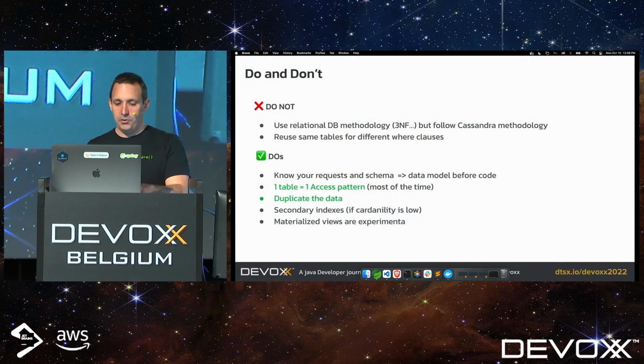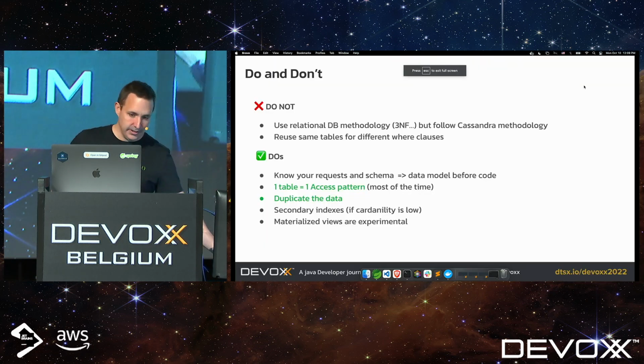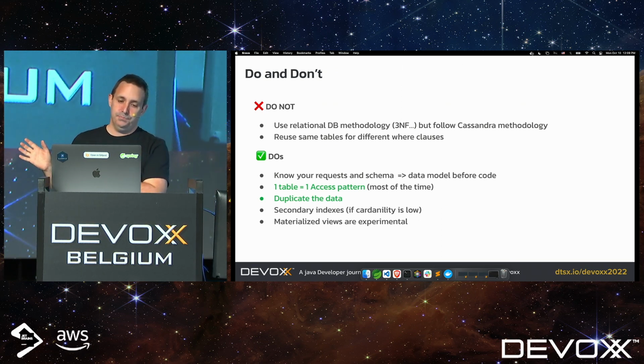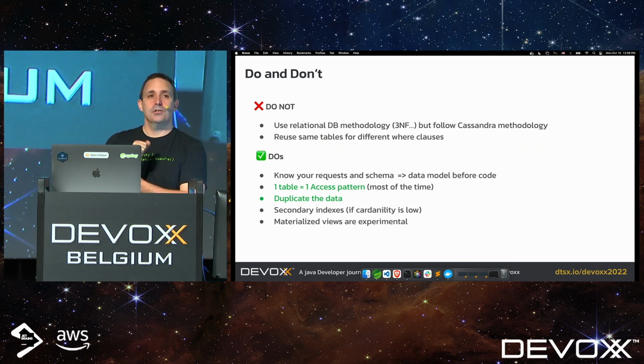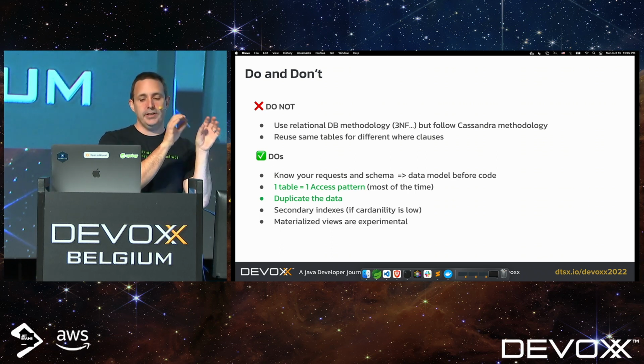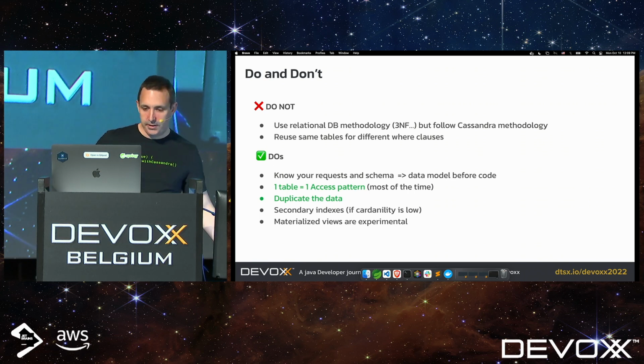Materialized views are experimental, so please do not use them yet. It's also a way to create views based on a select on a table, providing another partition key. The issue with materialized views is they are not consistent. We cannot guarantee that what you are querying in the materialized view reflects what we have in the tables. It's updated asynchronously, which is why we call them experimental.